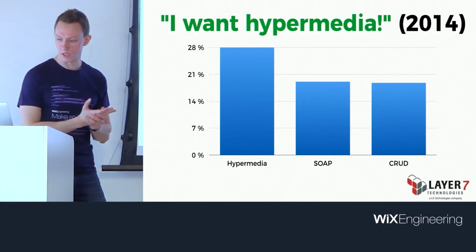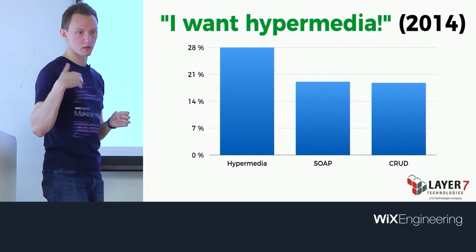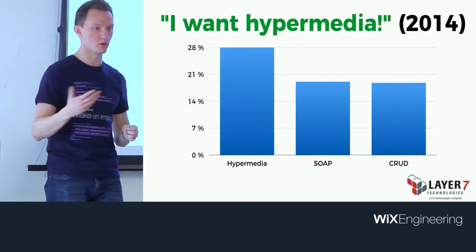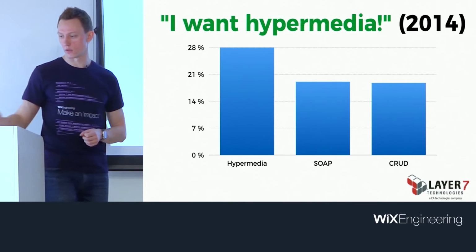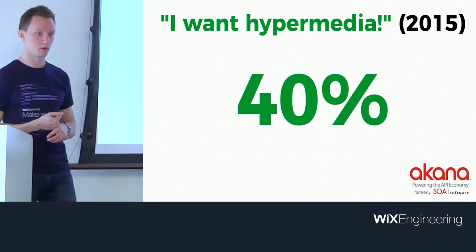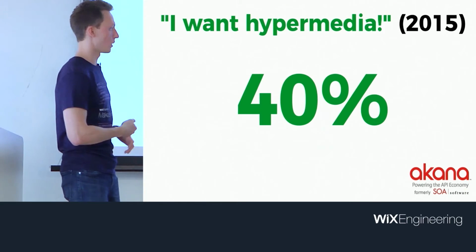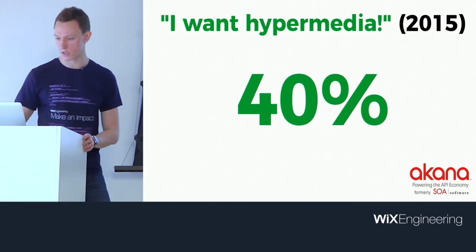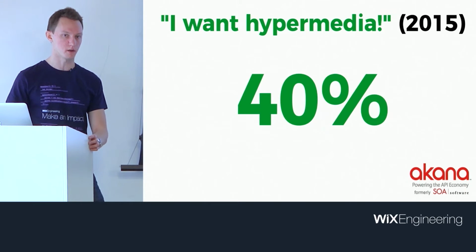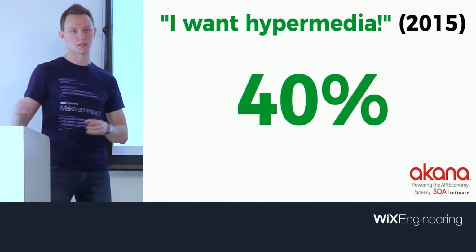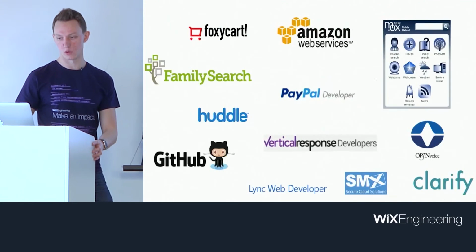In 2014, the demand for hypermedia was greater than for SOAP or for CRUD-style or URI-style APIs. In 2015, it was even bigger, around 40%. I don't have data for 2016, unfortunately, but I think it's also approximately at that level. So people and companies are adding hypermedia APIs in addition to those CRUD-style APIs that we already have.